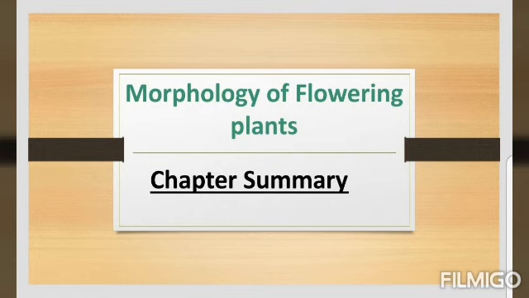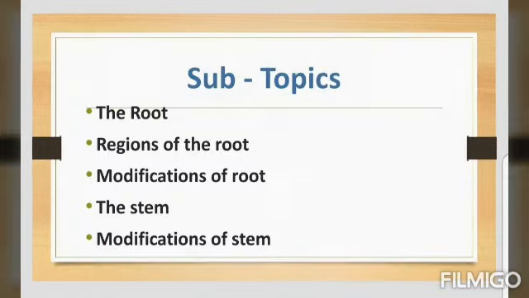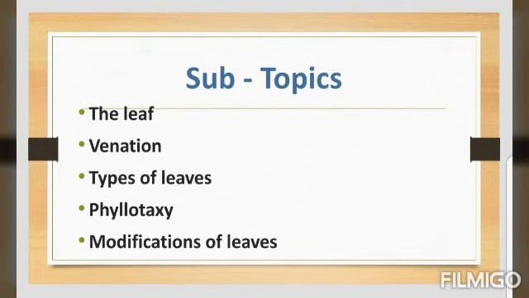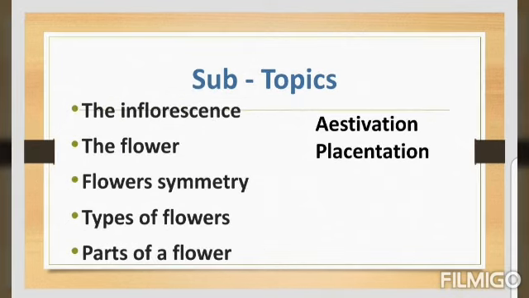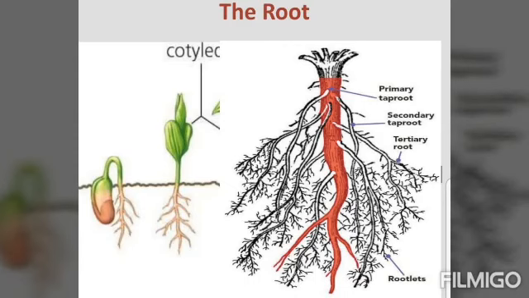environment. Here in this session, you are going to encounter the subheadings: the root, regions of the root, modifications of root, the stem, modification of stem, the leaf, leaf venation, types of leaves, phyllotaxy, modification of leaves, the inflorescence, the flower, flower symmetry, types of flowers, parts of a flower, estivation and placentation in detail. We are going to start with the root first.